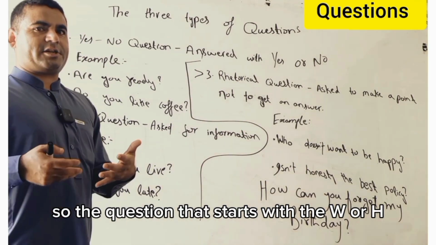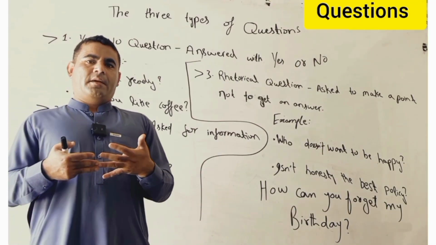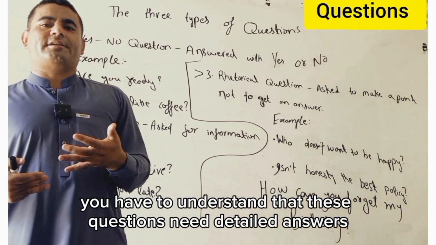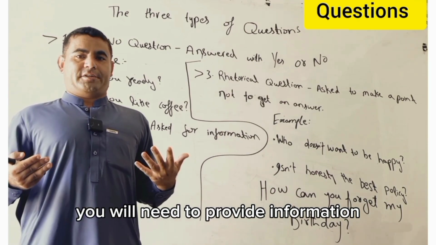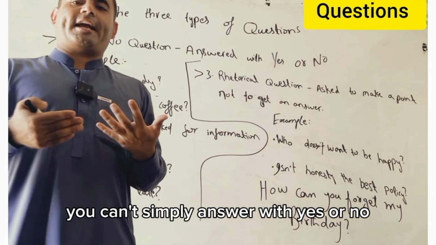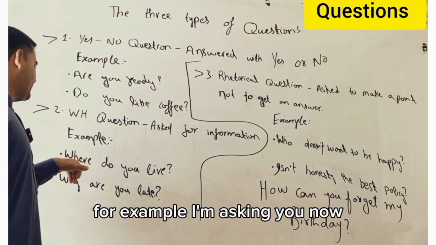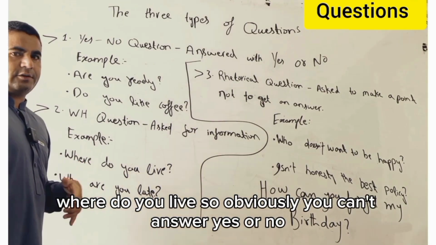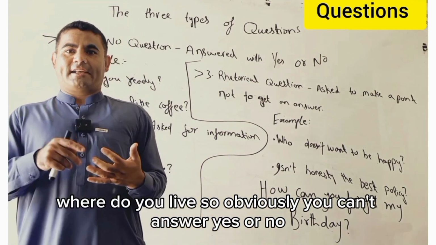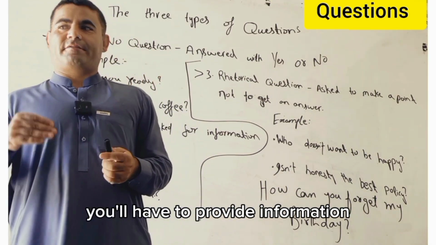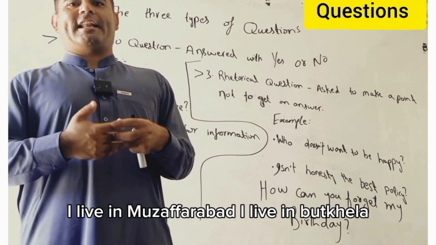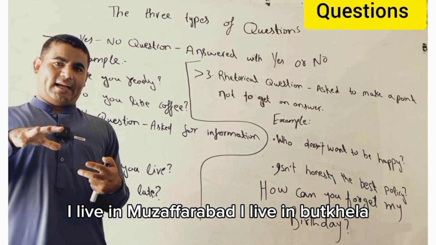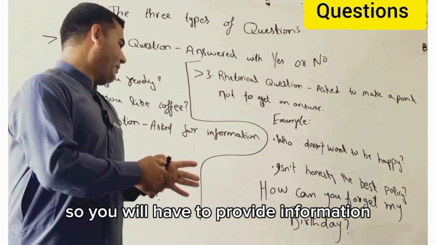The second one is WH question. The question that starts with W or H. You have to understand that these questions need detailed answers. You will need to provide information. You can't simply answer with yes or no. For example, I'm asking you now, where do you live? Obviously you can't answer yes or no. You'll have to provide information. I live in Peshawar, I live in Islamabad, I live in Mardan, I live in Bathala. So you will have to provide information.